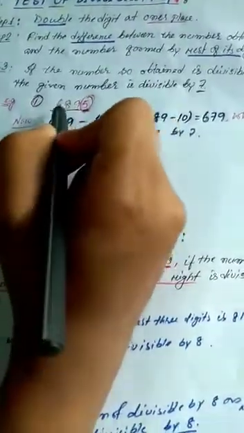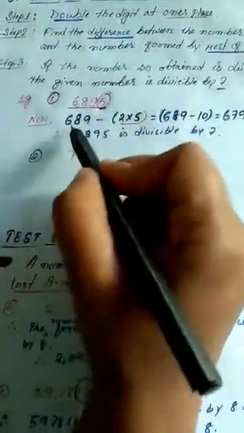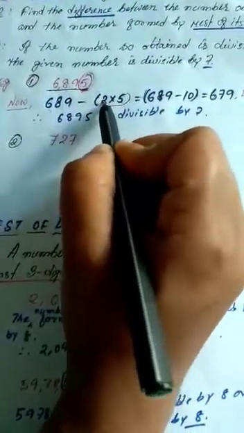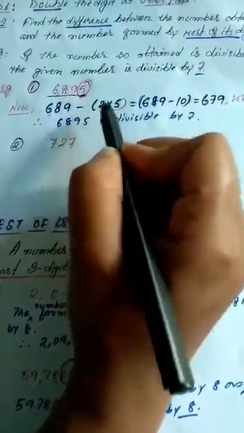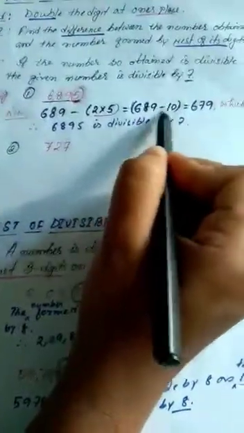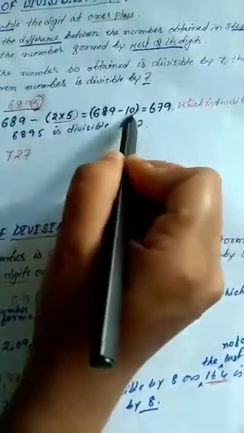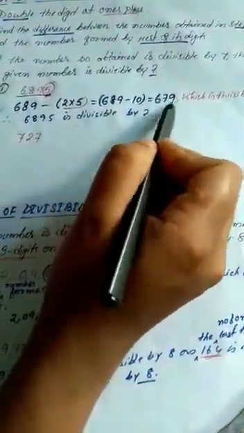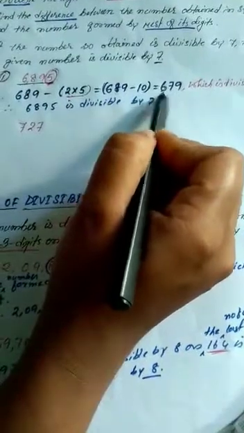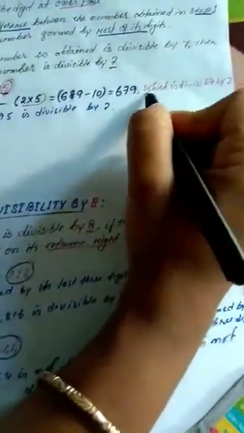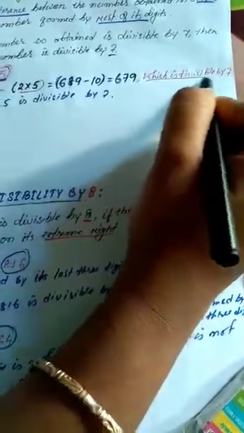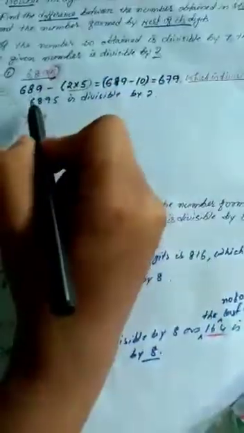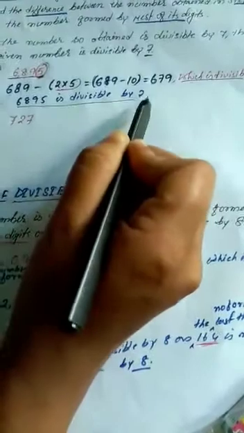For the number formed by the rest of the digits, you can see these three are left, this 3-digit number 689. So this will be 689, and from this we have to subtract 10. So 689 minus 10, after subtracting you can see here 9 minus 0 is 9, and 8 minus 1 is 7, so 679, which is divisible by 7. That's why 6895 is divisible by 7.